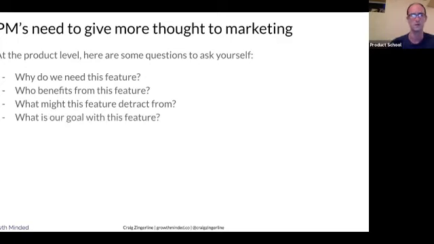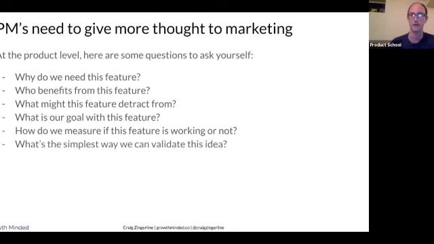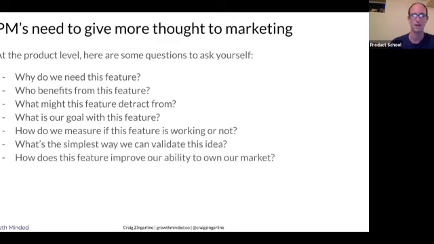What is our goal with this feature? How do we measure if this feature is working or not? So literally, what data will tell us whether or not it's working, or what qualitative feedback will let us know? What's the simplest way we can validate this idea? And then how does this feature improve our ability to own our market? So how does this actually help us get to scale?